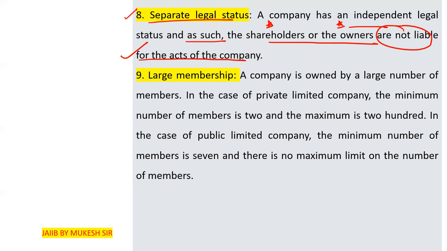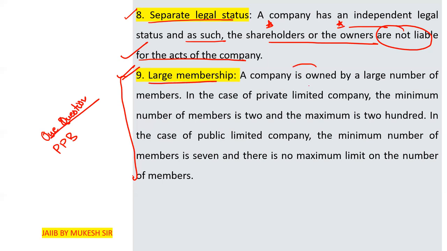Next point which we have to discuss is large membership. Very, very important. From here, one question is a must. Even in the PPB, they will also ask a question from that, because this is the number of members, large membership.